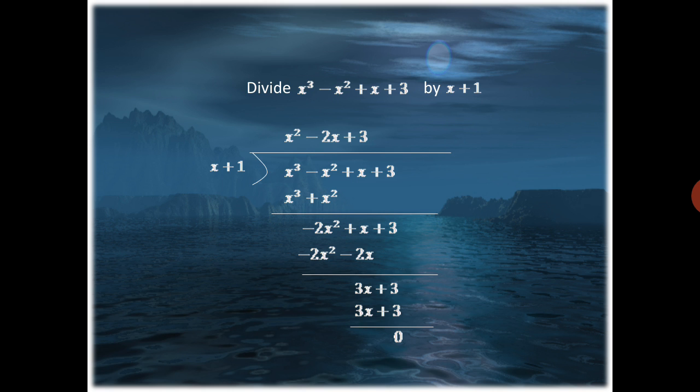Once this is obtained, the next step will be subtraction. After subtraction, you get 3x, and plus 3 is copied down. Again, we compare the divisor with this 3x, so we multiply it by 3. So 3 into x is 3x and 3 into 1 is 3. Now subtraction is the next step. When you subtract this, you get 0 in this case. In a few cases, you may get a remainder.